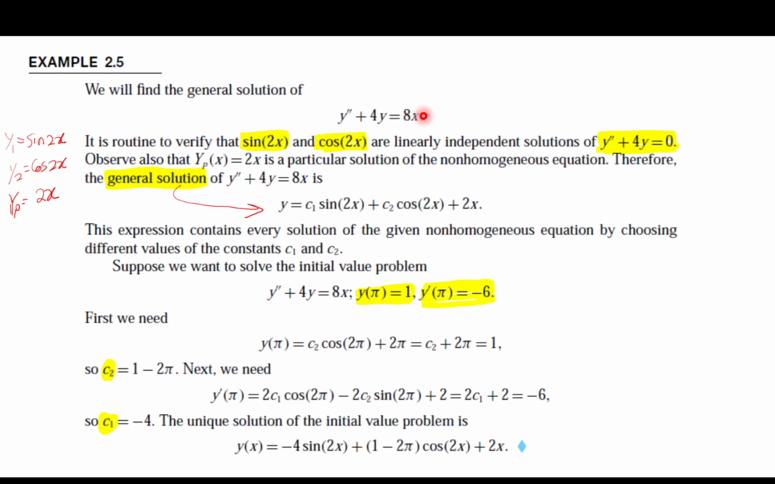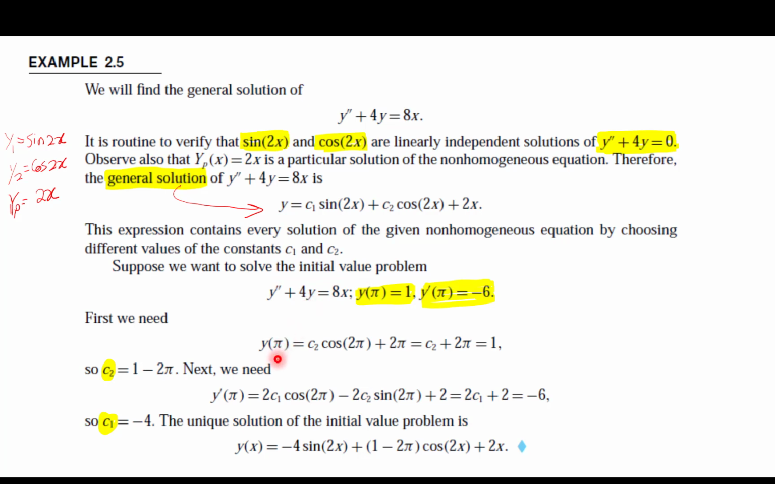If we want to know the values of c1 and c2, we need to provide some initial conditions. Let's assume that we have initial conditions at x equal to pi: y of pi equal to 1 and y prime of pi equal to minus 6. These are the two initial conditions that we've got in our hands right now. And this is the non-homogeneous equation. Then we're going to substitute.